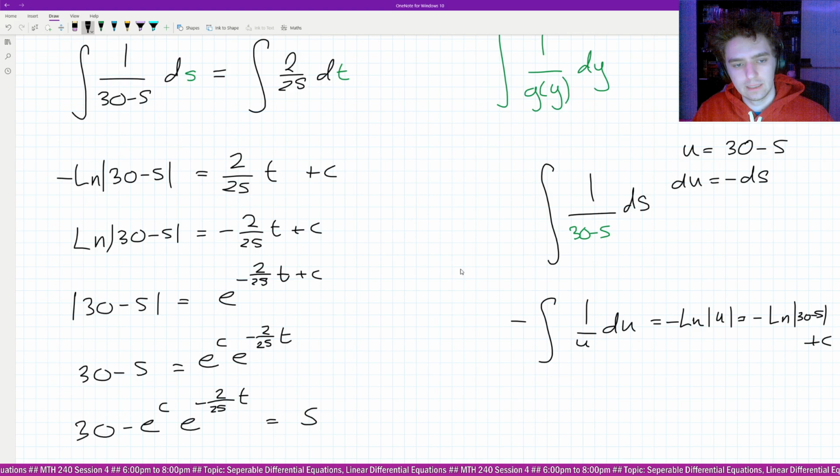Yeah, that makes sense, because I thought you're just taking out the negative from the s, making it positive, but that would make the 30 negative. But no, that makes more sense. So this is what's happening here. Yeah, it's just because it's a u sub and it turns negative after that.